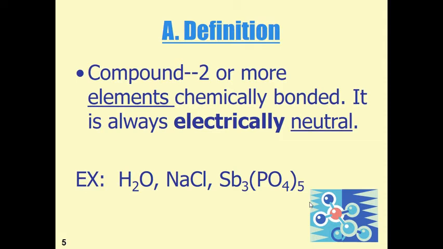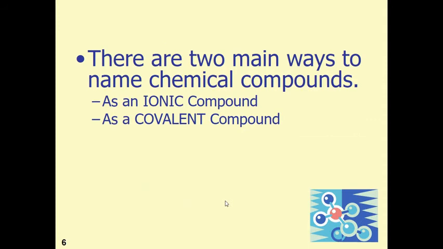So our positive side +15 and our negative side -15 cancel each other out, and overall the compound is electrically neutral. There are 2 main ways to name chemical compounds, like I said before. First of all, you must be able to identify whether something is ionic or whether something is covalent. So we're going to briefly review what it means to be ionic and what it means to be covalent. And then we're going to start off with talking about the naming scheme for covalent compounds.